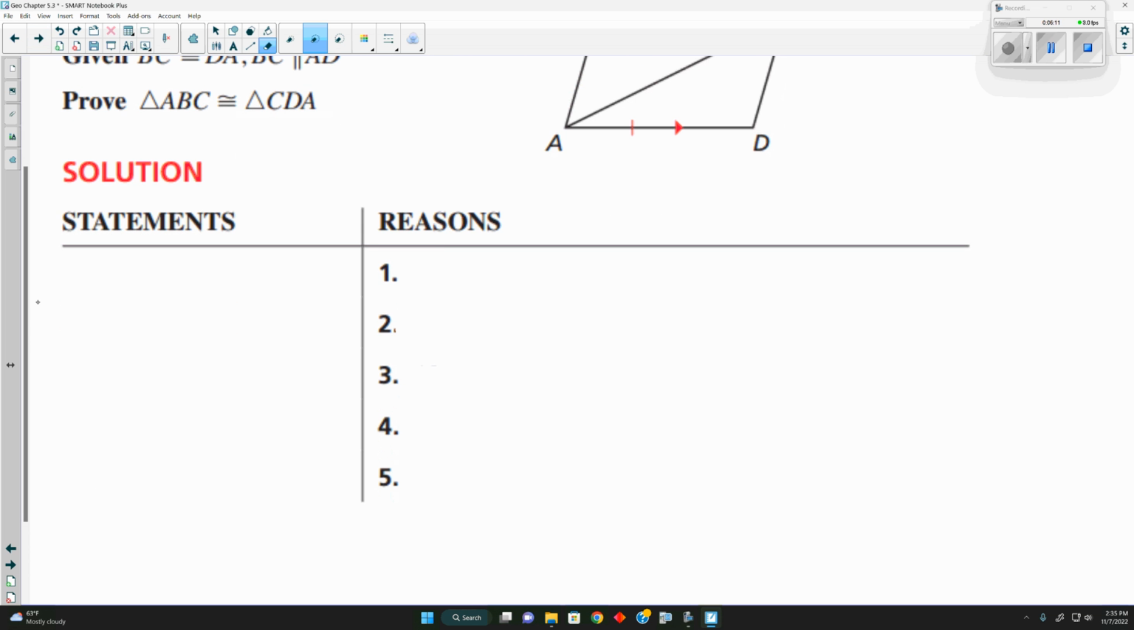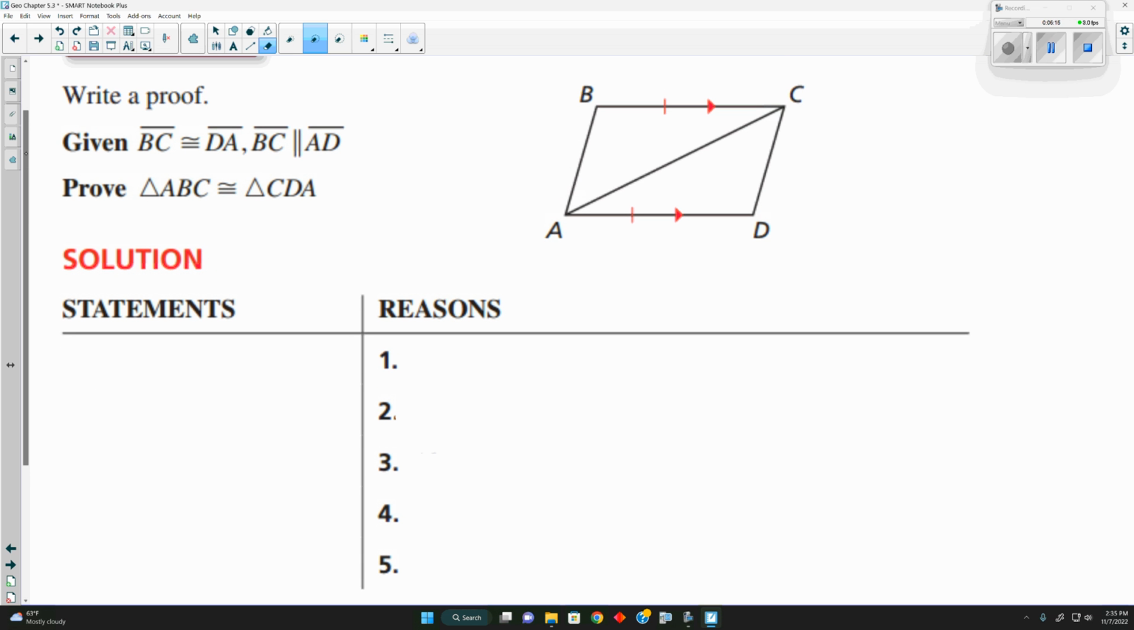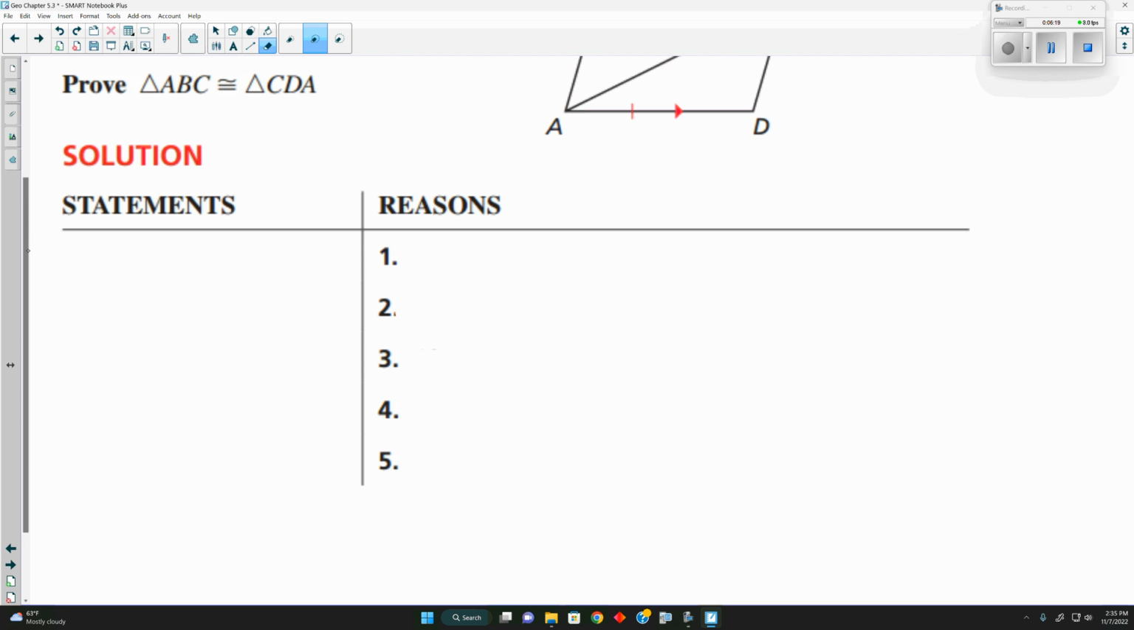So if we wrote a proof of this here, we worked this out. They gave us two triangles here. Now the given information, because we always start with that. Given and given. So you can follow along with this here. You don't have to.